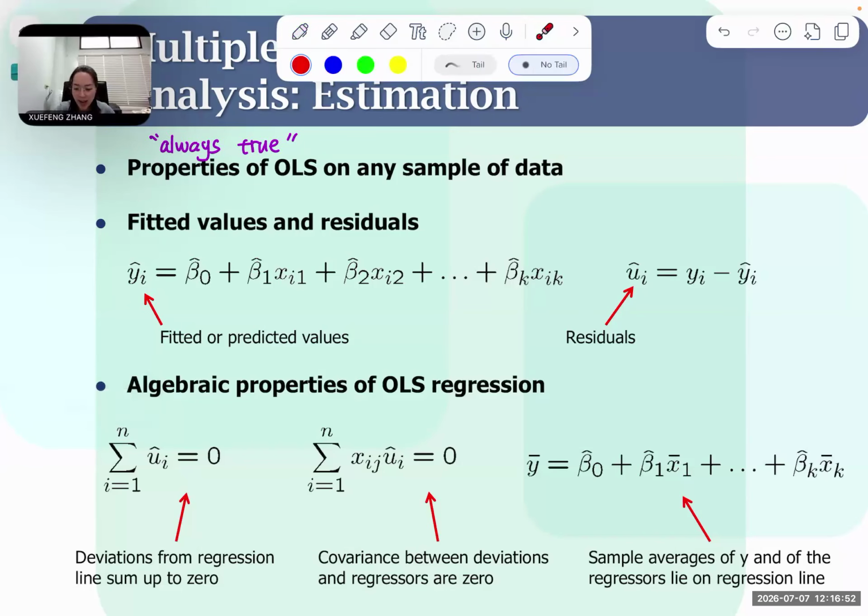Okay, we have our fitted value here, y i hat equals beta 0 hat plus beta 1 hat x i1 plus beta 2 hat x i2 plus all the way through to beta k hat x ik. This is our fitted or predicted value because it has a hat. And then we have our residuals, right? Mu i hat, this is our residual, always equal to the true y minus the fitted y.